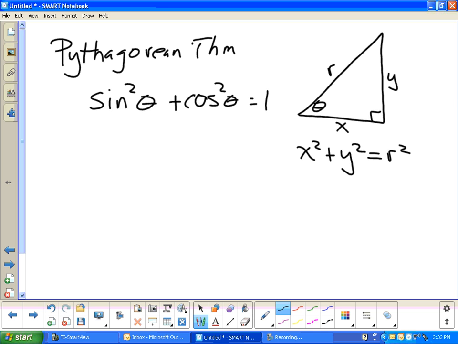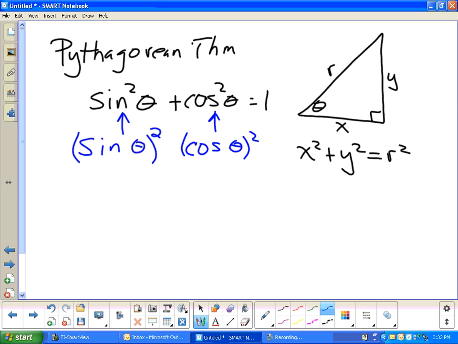Now, I've got to show you something that you haven't seen before. When we talk about sine squared, this is really what I mean. I mean, find the sine of theta and then square it. But in trig, we don't write it that way. We'll often put the 2 right above the sine, and that means what I wrote in blue. And likewise, this is the same thing as cosine squared. And actually, I read this as sine squared of theta plus cosine squared of theta equals 1.